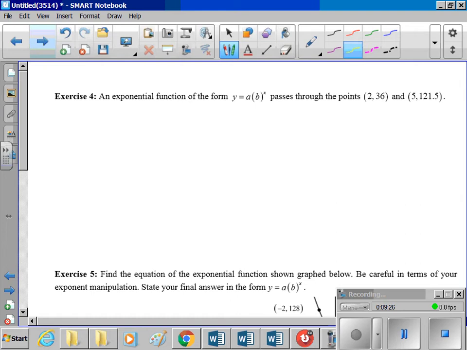An exponential function of the same form, y equals a times b to the x, passes through the points 2, 36, and 5, 121.5. Eek. All right. So I guess the hidden question here is going to be find the equation. Looks like a misprint. Didn't make it through your books.